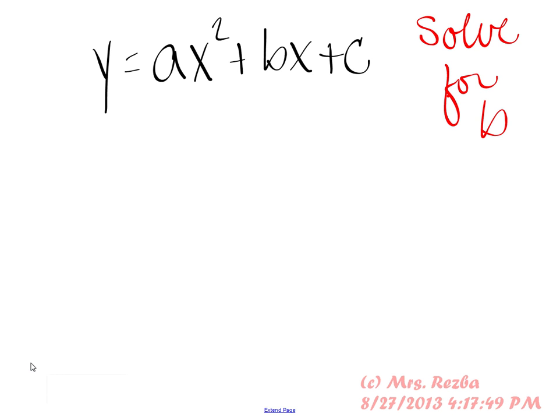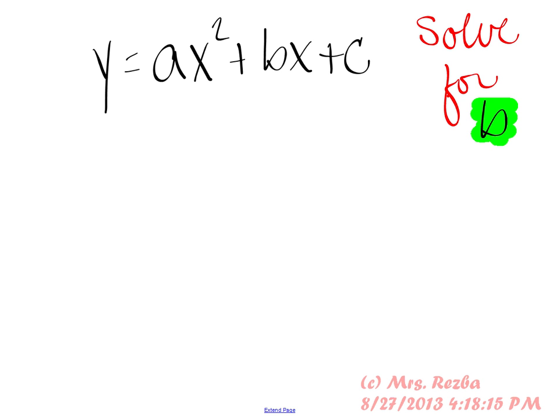Okay, now we're going to solve a literal equation. If you remember from class, a literal equation is an equation with all variables, like we have here. We have y equals ax squared plus bx plus c. There are nothing but variables, so this is a literal equation. Now, in our directions, we have been asked to solve for b.